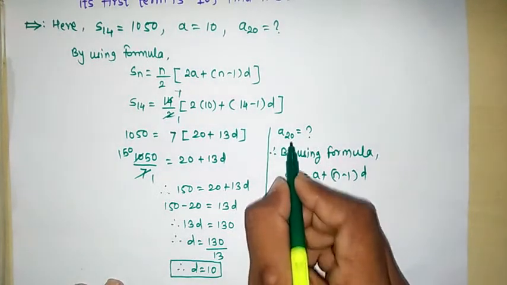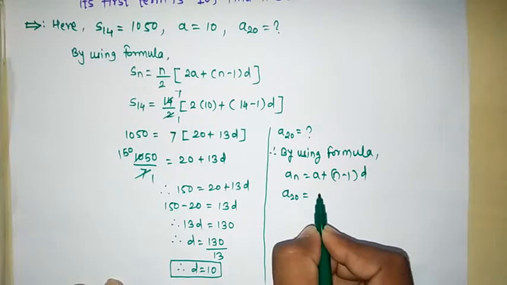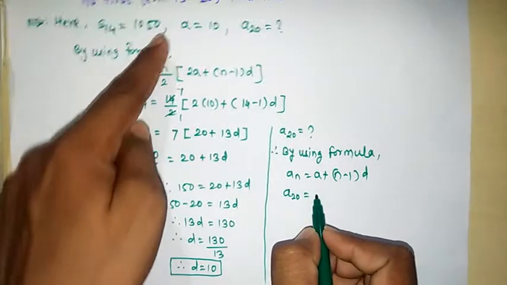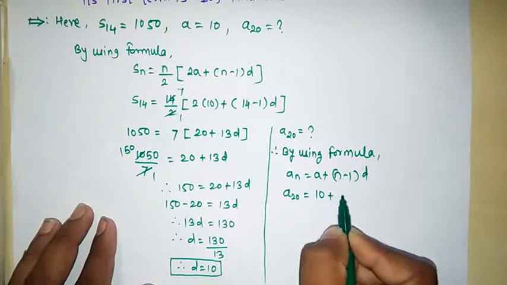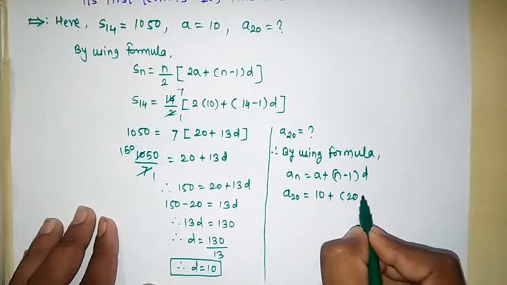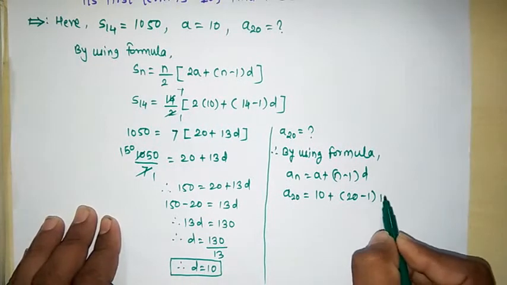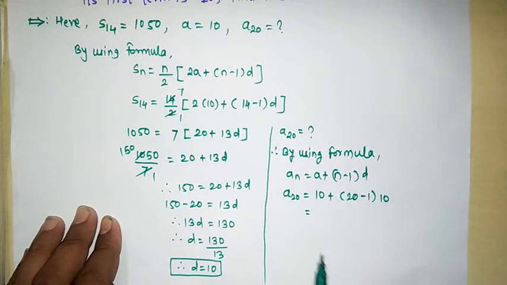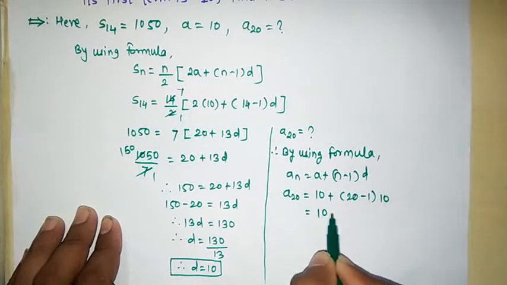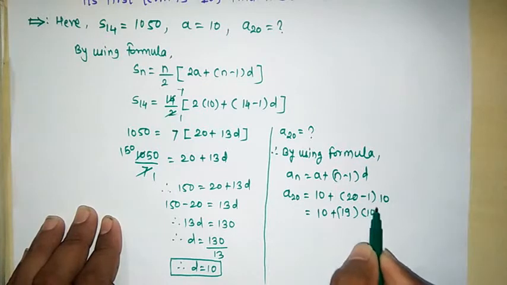Now here what we have to find? A20. That is 20th term. A20 is equal to a. What is the a here? A is 10. Put here 10 plus n will become 20 because we are going to find the 20th term. 20 minus 1. D. What is the d common difference we got here? 10. Write here d, 10. Now 10 plus 20 minus 1 is equal to 19 into 10.